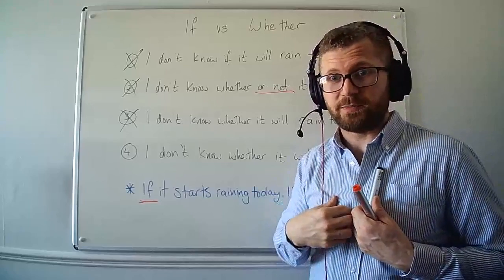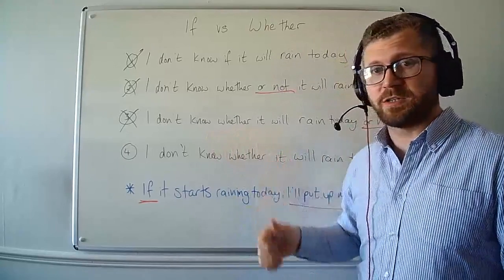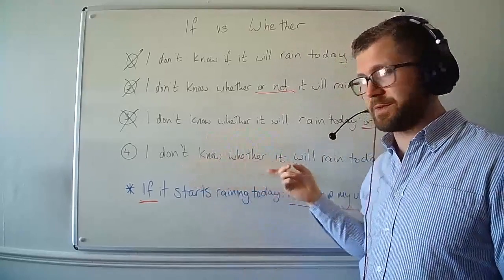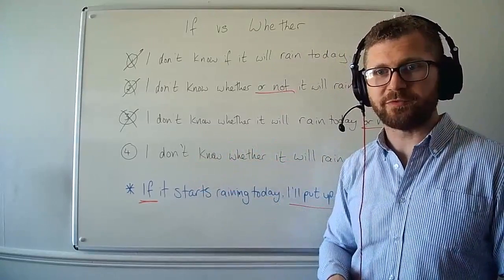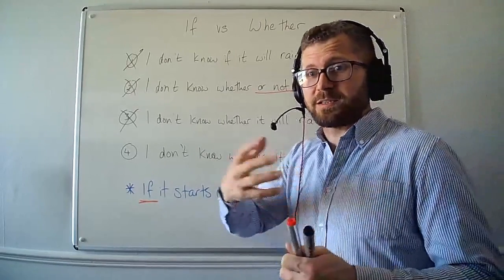They certainly sound okay to me, but on the GMAT, in sentence correction, "whether or not" is redundant, and we can cross those options out. And the only example that works here would be number 4. I don't know whether it will rain today.